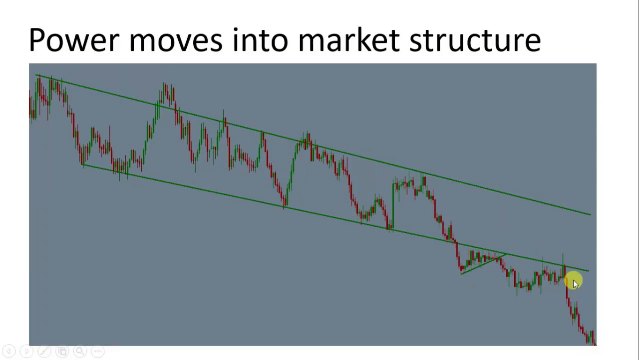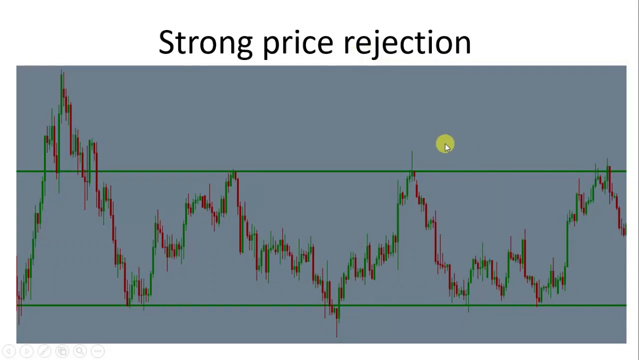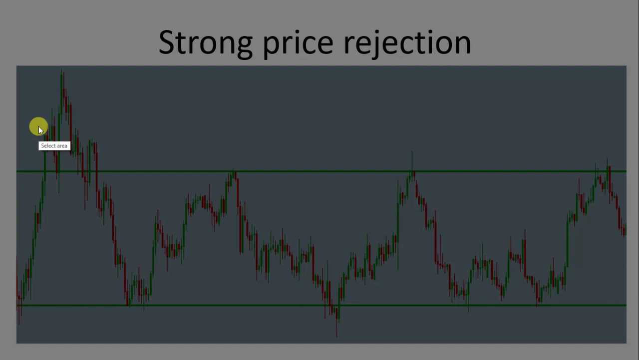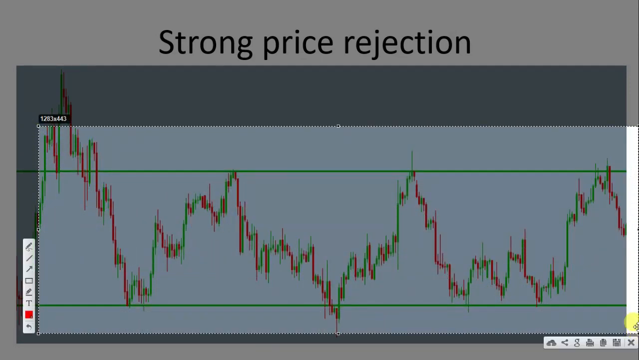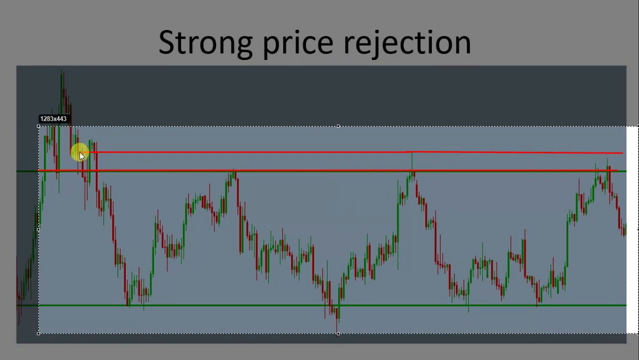So let me show you another example: strong price rejection. So if you see, this is a level. As you can see, this is the most touches level. Okay, if you draw a level here, it is only a single touch. You can see only a single touch. You cannot cover this touch and this touch also. So that is not a level. This is the actual level.